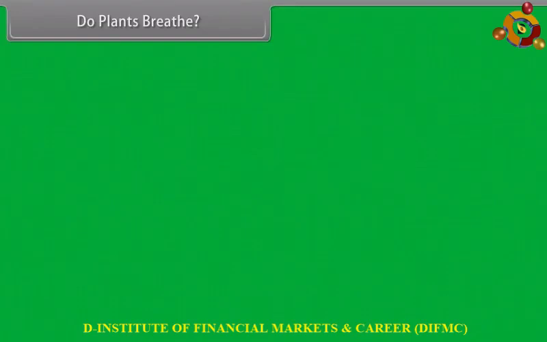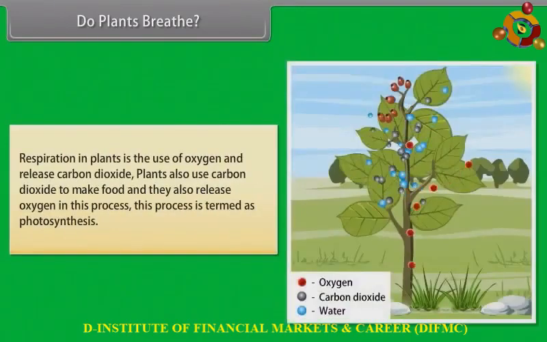Do plants breathe? There is no direct answer to this question. Respiration in plants is the use of oxygen and release of carbon dioxide. Plants also use carbon dioxide to make food, and they also release oxygen in this process. This process is termed as photosynthesis.